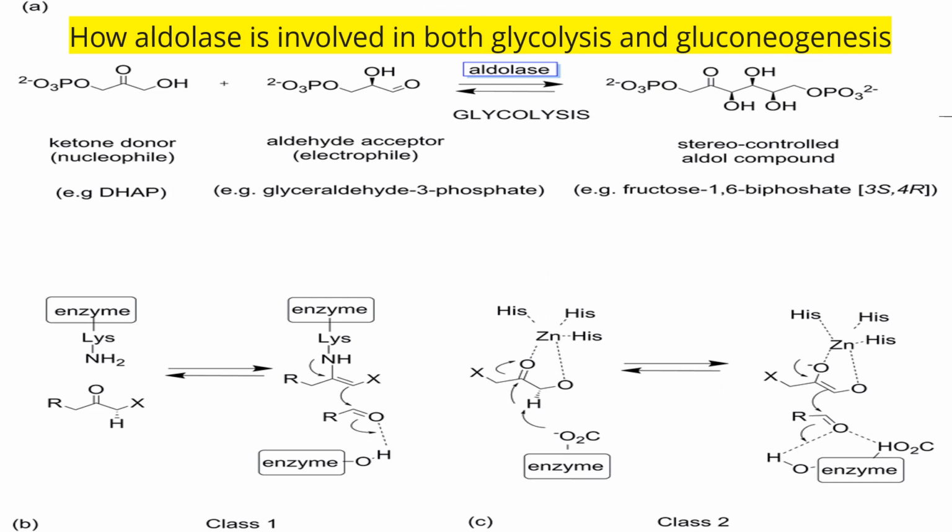Aldolase is a glycolytic enzyme that catalyzes the conversion of fructose 1,6-bisphosphate to glyceraldehyde 3-phosphate and dihydroxyacetone phosphate via the glycolysis metabolic pathway. Within the cell, aldolase is localized in both the cytoplasm and the nucleus.